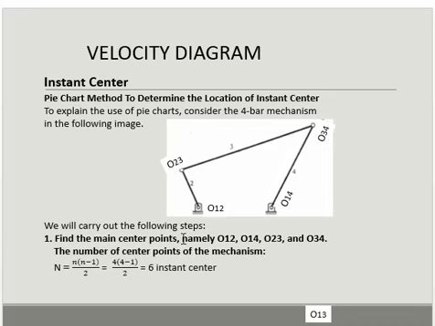The first step is to find the main center points, namely O12, O23, O34, and O14. Using the equation, the result is that this mechanism has 6 instant centers. This is the first step to find the instant centers for this mechanism.